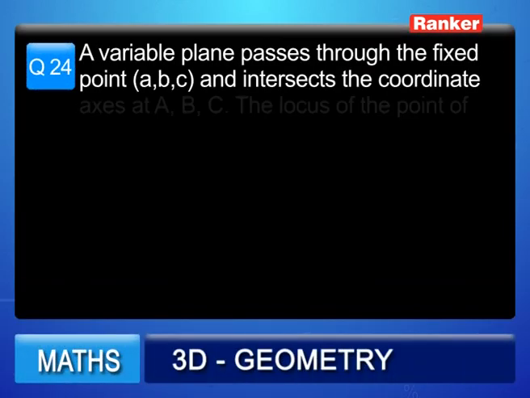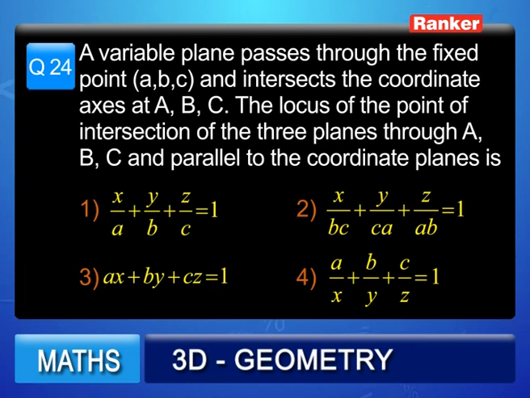So let's move on to question number 24. A variable plane passes through the fixed point a comma b comma c and intersects the coordinate axis at A, B, C. The locus of the point of intersection of the three planes through A, B and C and parallel to the coordinate planes is, first option, x by a plus y by b plus z by c is equal to 1. Second option, x by bc plus y by ca plus z by ab is equal to 1. Third option, ax plus by plus cz is equal to 1. Fourth option, a by x plus b by y plus c by z is equal to 1.